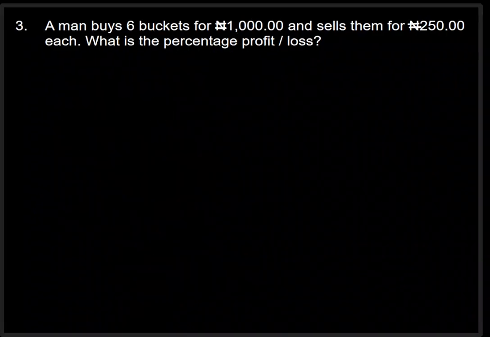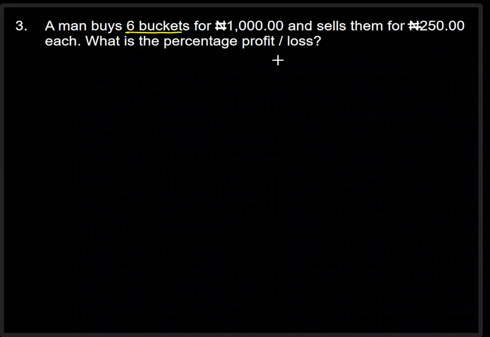All right, so let's see number 3. A man buys 6 buckets at 1,000 naira and sells them for 250 naira each. Okay, this is a tricky one. So let's see. He buys 6 buckets for 1,000 naira, so all the 6 buckets are bought at 1,000 naira. And then let's see how he sells them. He sells them for 250 naira each, so that means for the 6 buckets, he sells each of them at 250 naira.